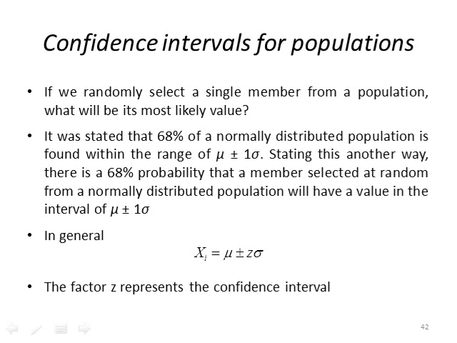Now, it was stated that 68% of a normally distributed population is found within the range plus or minus 1 sigma. Stating this in another way, there is a 68% probability that a member selected at random from a normally distributed population will have a value in the interval mu plus or minus 1 sigma. And in general, then, our value that we select will have some mean value plus or minus z sigma, and z represents the confidence interval.